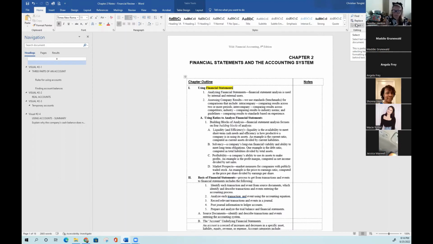But we also have external users. The external users could be somebody looking to invest in the organization. Could be a banking or financial institution that's looking to lend you money or finance something for you. So those are the external users.